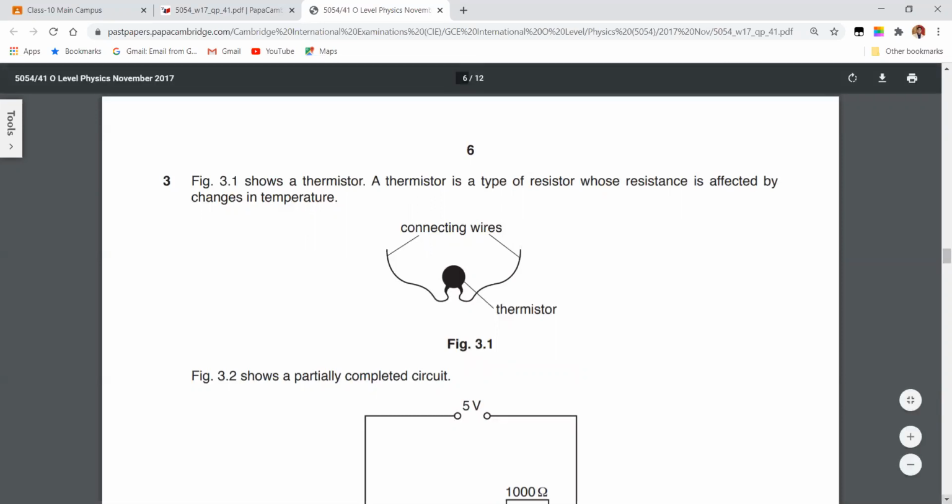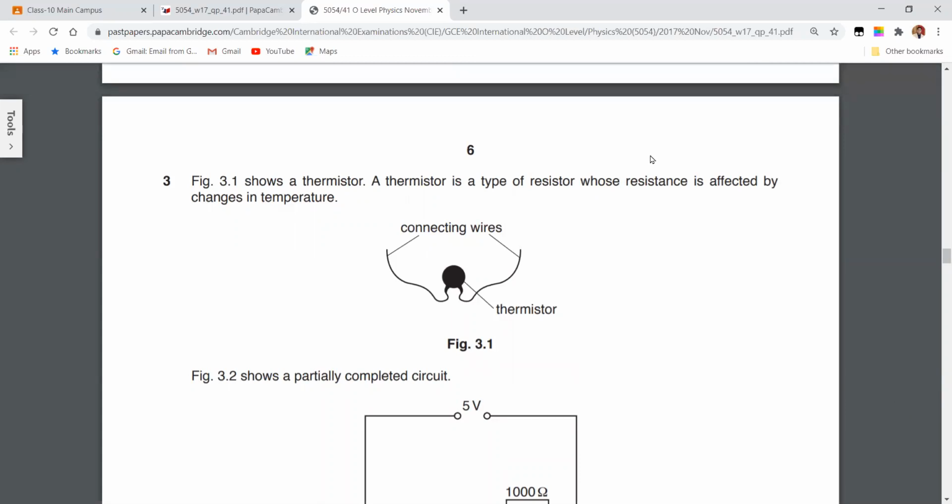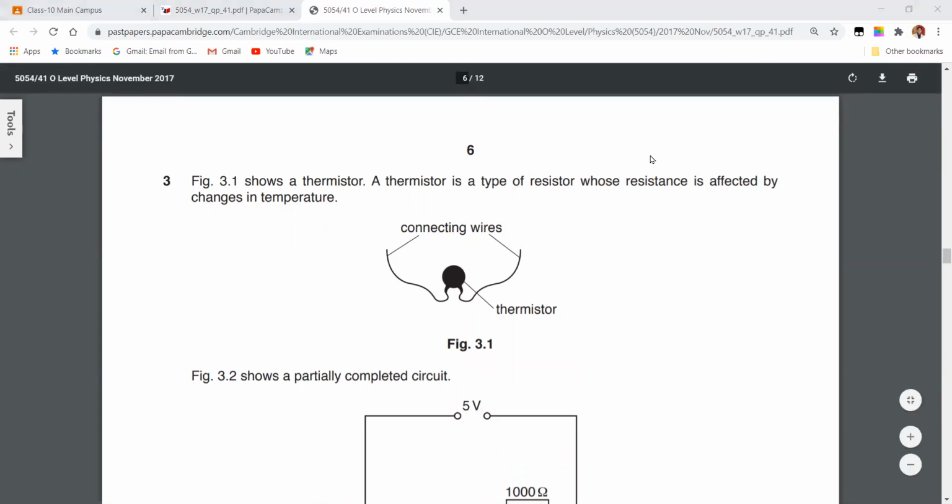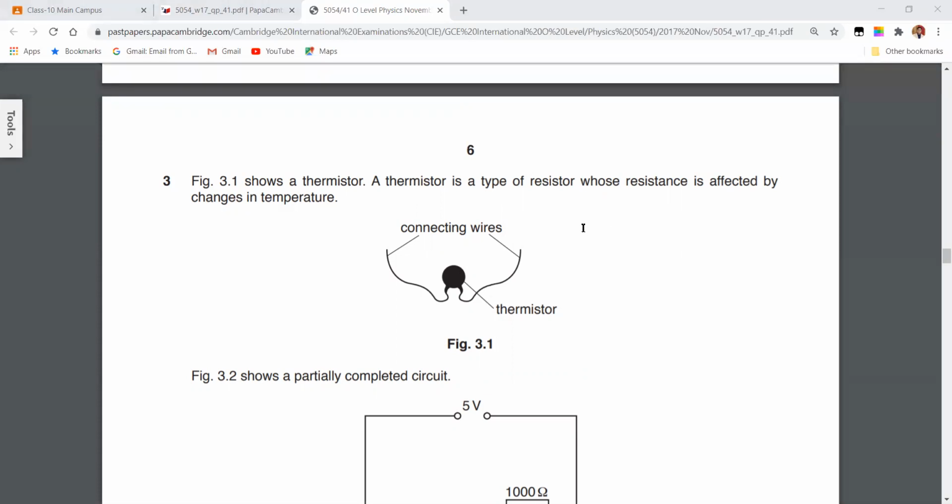If temperature increases, then resistance decreases. Can you please write it down? The higher the temperature, the lower the resistance. More temperature, less resistance.